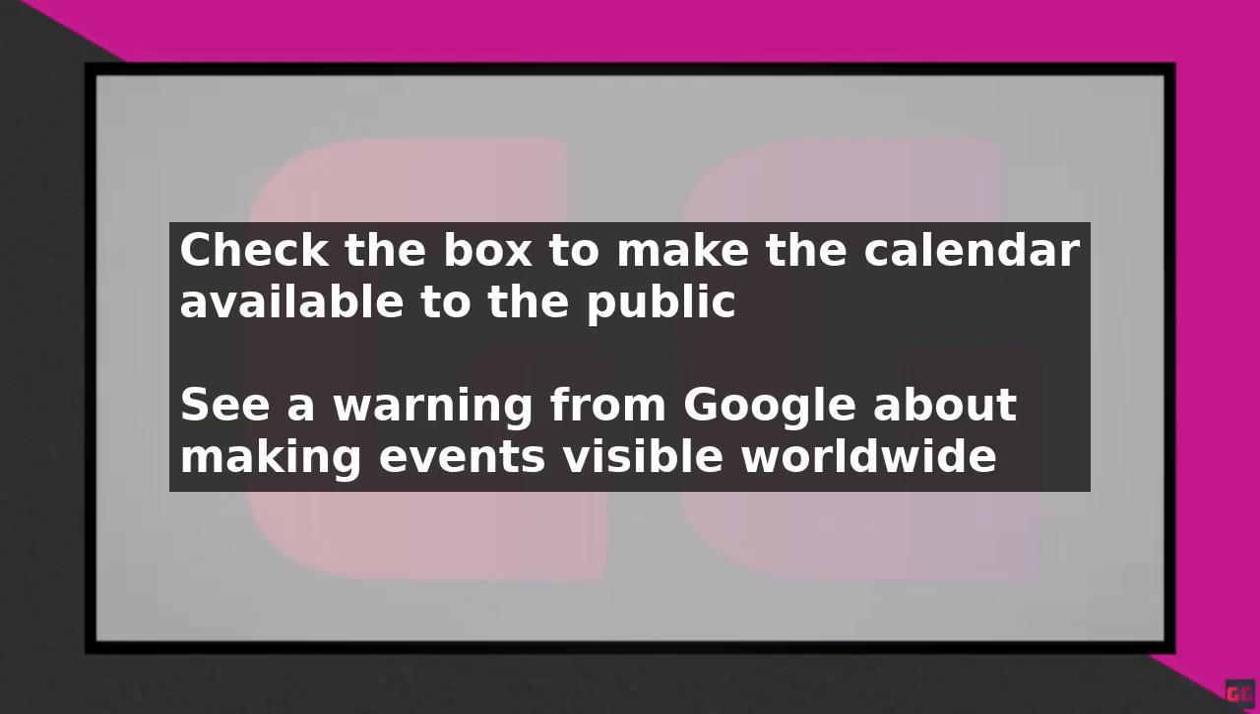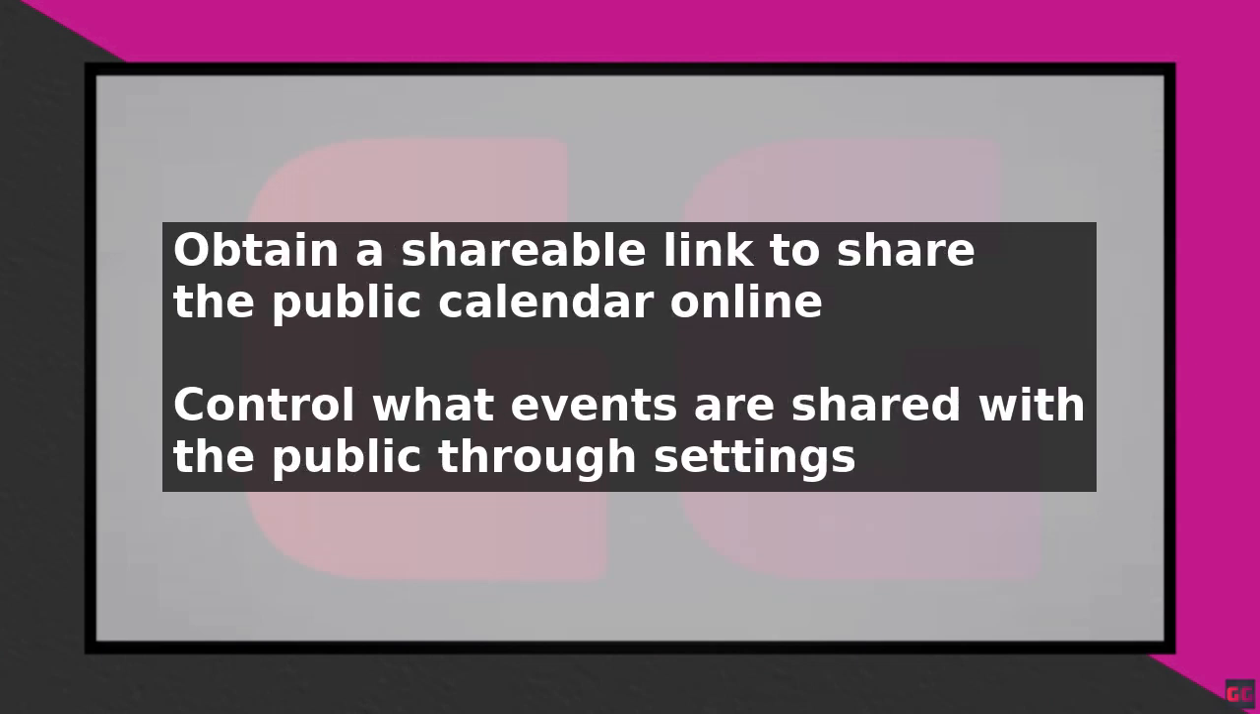After confirming, you will see a pop-up stating that your sharing settings have been saved. And you can then click Get Shareable Link to obtain a link to share your public calendar on social media or elsewhere. This process is relatively quick and easy, and it allows you to control what events are shared with the public.